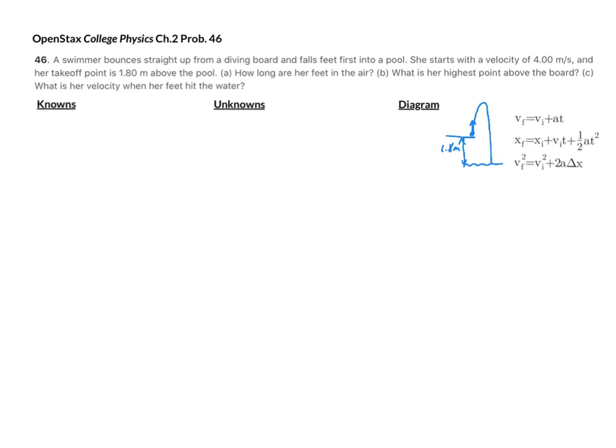So since everything is happening in the y direction only, I'm going to say that this is my y direction, and I'm going to make y be positive up. So everything that is moving up, like this initial velocity, is going to be positive. So this velocity is going to become smaller and smaller since acceleration of gravity acts on it.